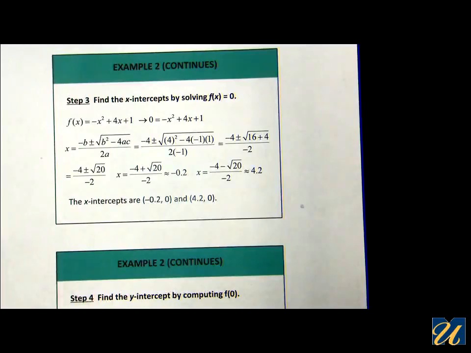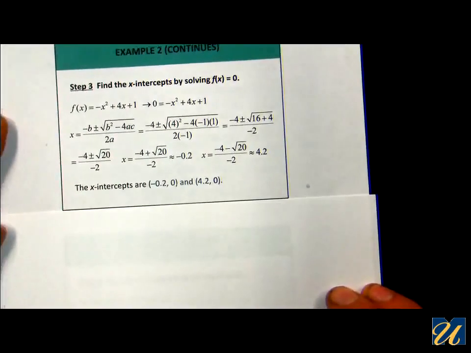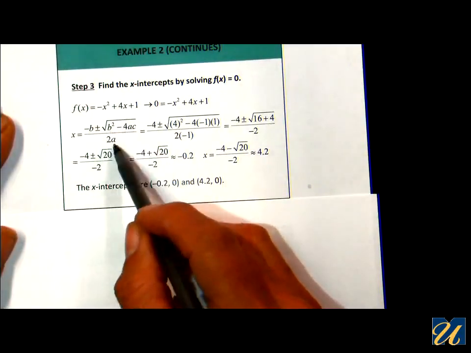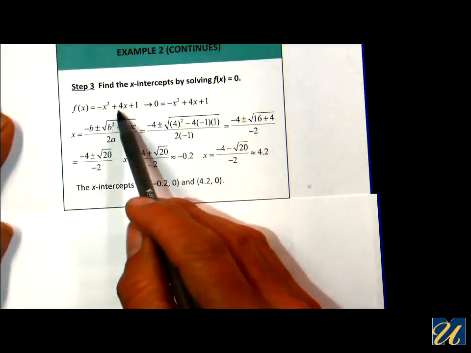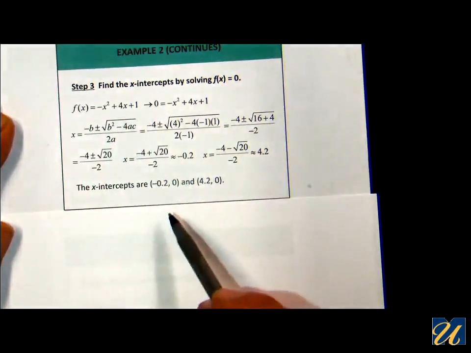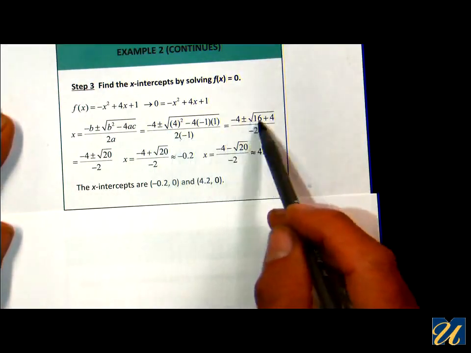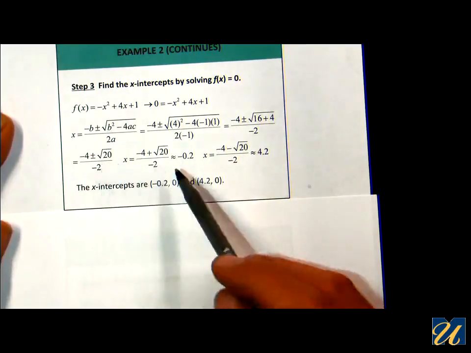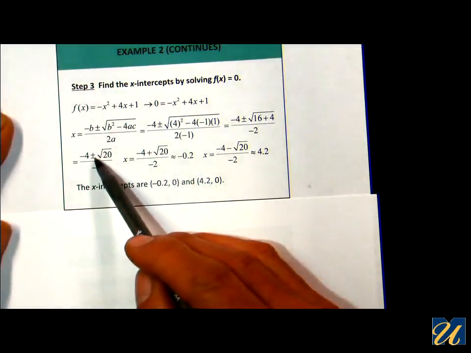Now, the most challenging part is to find the x-intercepts. Here we're using the quadratic formula. The quadratic formula requires that we know both a and b and c. So we first identify those values. We did before. A is negative 1, b is 4, and c is 1. Substitute those values very carefully into the quadratic formula. Compute them very, very carefully, one step at a time. And then continue. Don't forget that the plus or minus here means that we have 2 solutions.